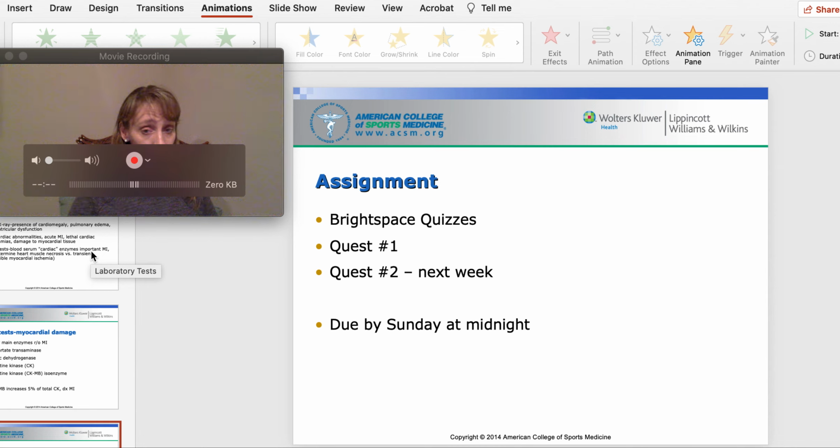There's a lot of information. So this week is only Quest 1. Quest, a quiz, not quite a test, simple, open book, go through the lectures and be able to answer the questions.